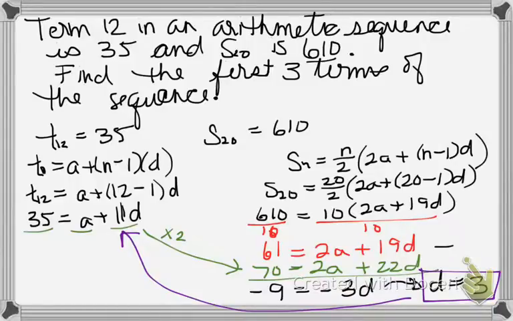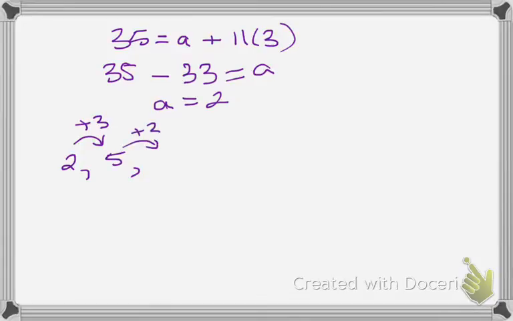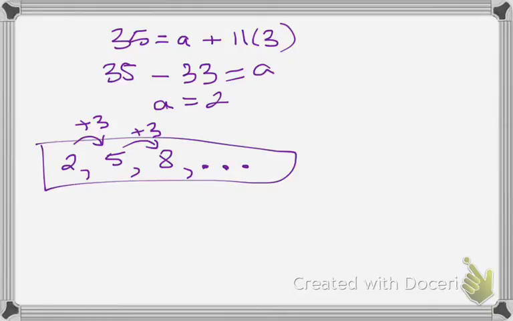So 35 equals a plus 11 times 3. Okay, so we get 35 minus 33 equals the a value, so our a is 2. And now I have 2 plus 3, which is 5, plus another 3 gives us 8. And if we wanted to continue, we could, but it just asks us for the first 3 terms, so there they are.